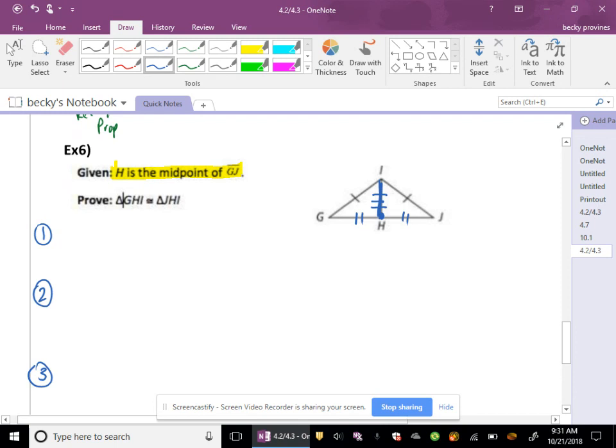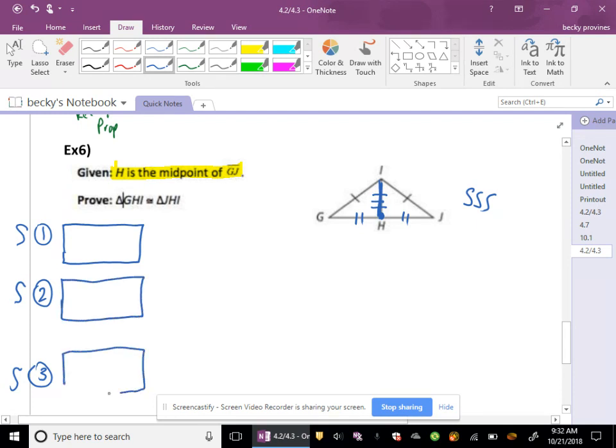So they share IH. So how can you prove the triangles are congruent? Well, I have 3 sets of sides and they correspond. So I'm going to prove this by side, side, side. Okay, so I'm going to use side, side, side. And you can start with any of the sides that you want. It doesn't really matter. You just choose. We could start with the given up here if you like.